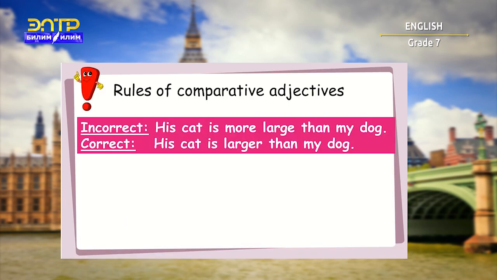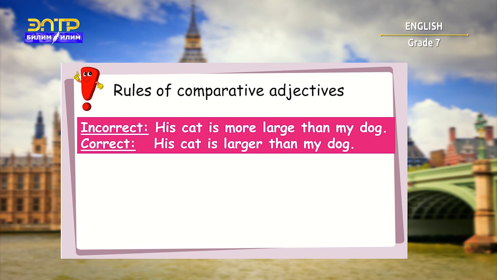Let's talk about rules of comparative adjectives. So here you can see some examples. The first one is incorrect, and the second one is correct. His cat is more large than my dog. This one is incorrect. And his cat is larger than my dog. It's the correct one. So what makes the first example wrong and the second right?